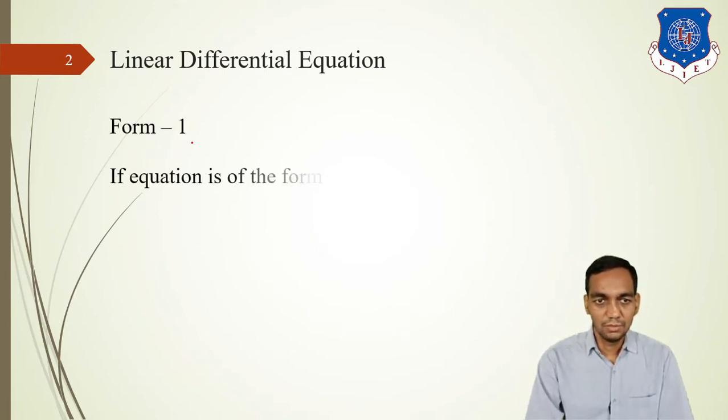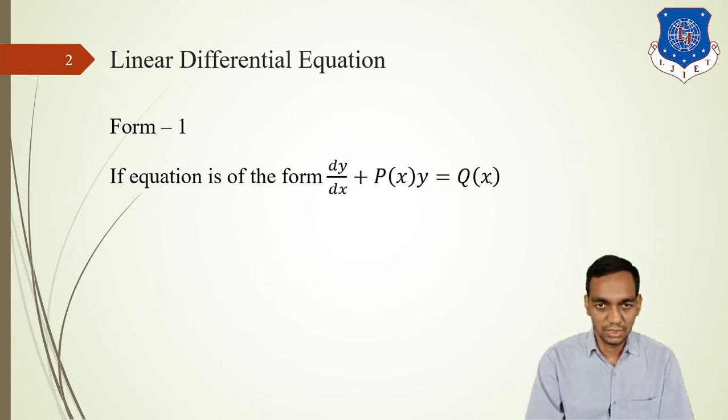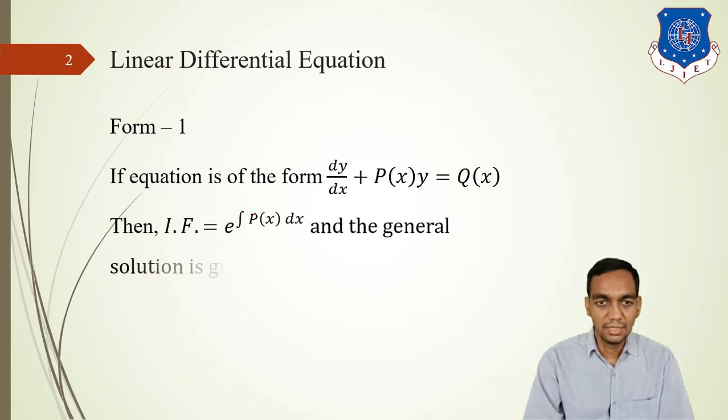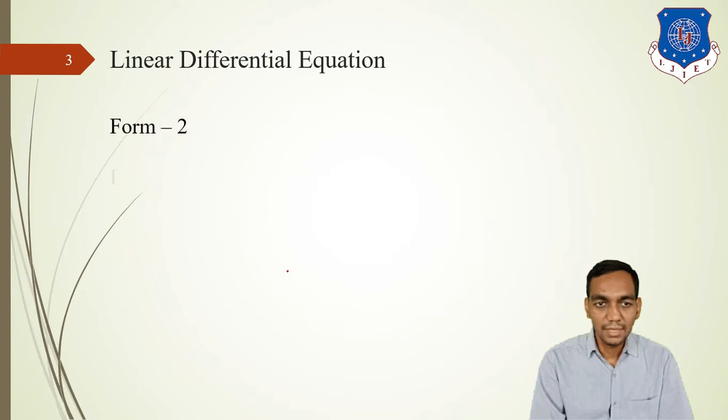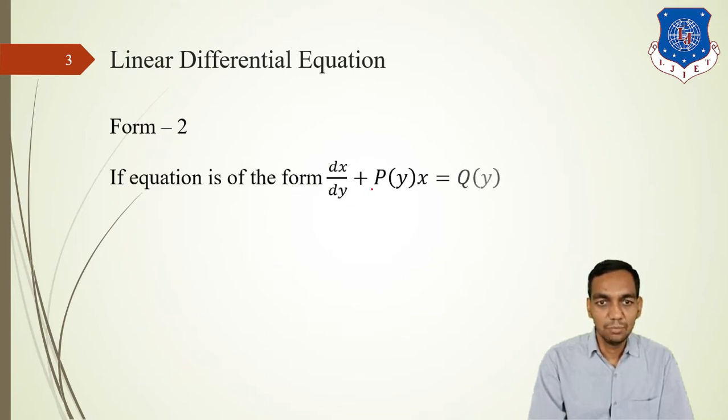First one is dy by dx plus P(x) into y is equal to Q(x), and this has the integrating factor e raised to integration P(x) dx. And it has a general solution y into IF is equal to integration Q into IF dx plus c. In the same manner, form 2 is dx by dy plus P(y) into x is equal to Q(y).